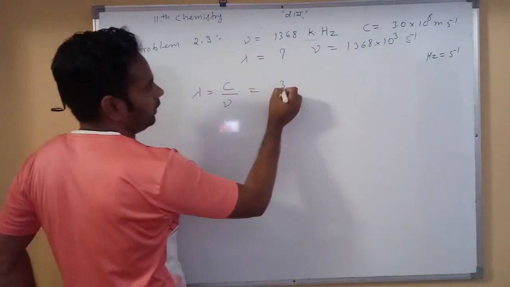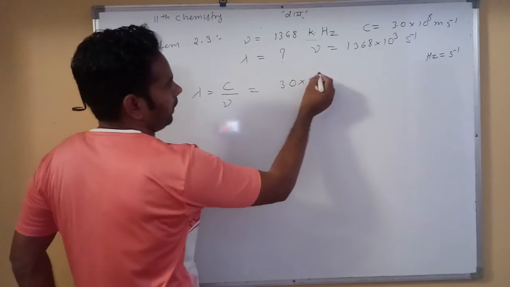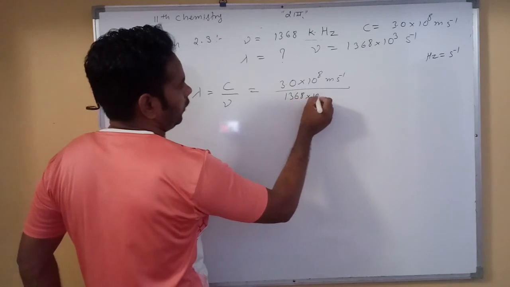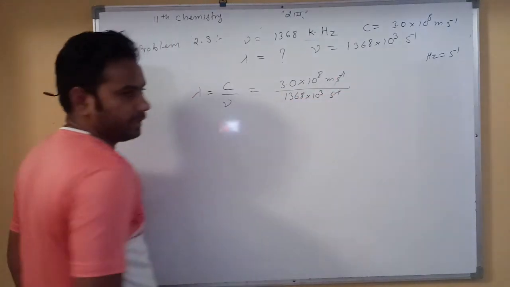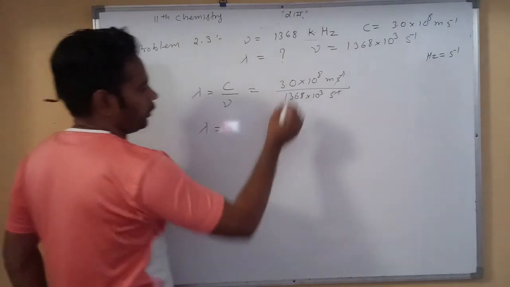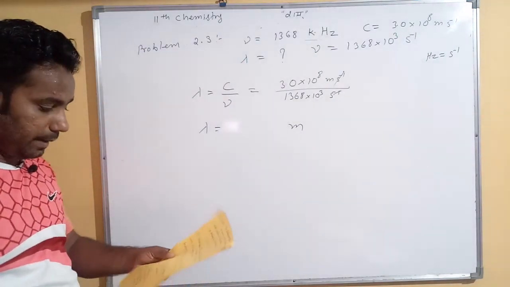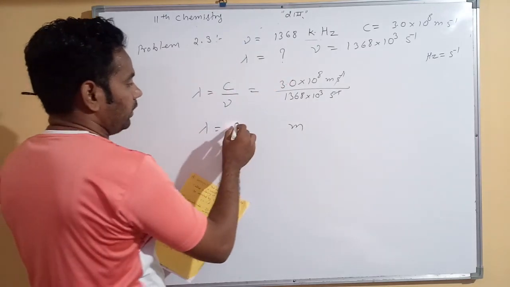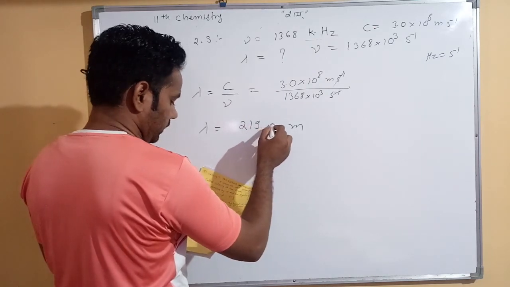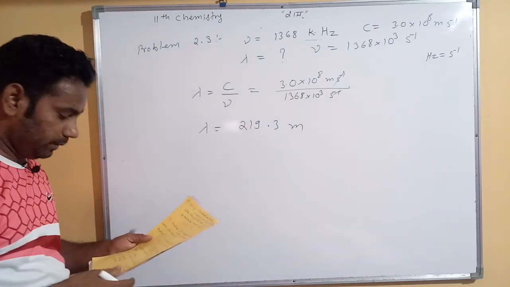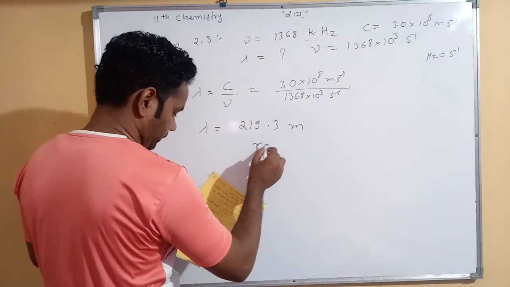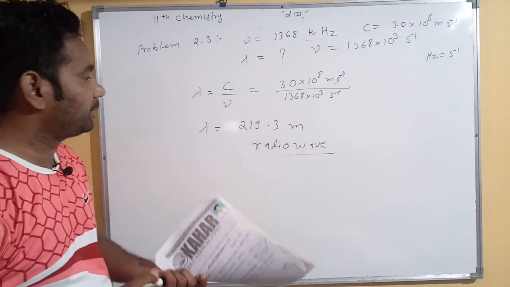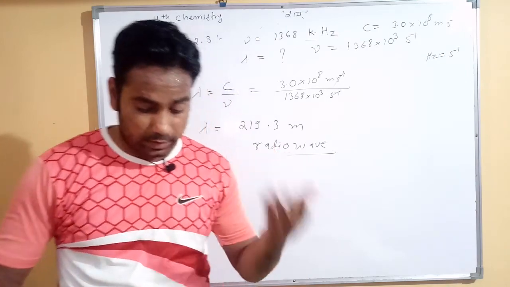Now we put the value of c, 3.0 into 10 to the power 8 meter second inverse, upon mu, 1368 into 10 to the power 3 second inverse. Second inverse cancels with second inverse. The unit of wavelength is meter. After the calculation we get 219.3 meter, and this is in the radio waves region. So you understand this problem; read it in your NCERT book.